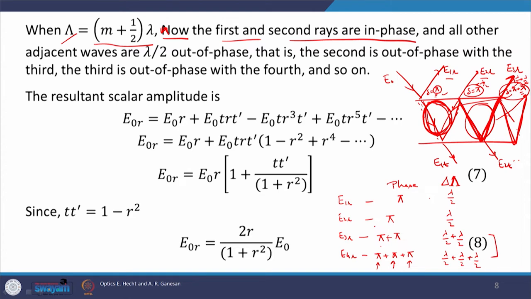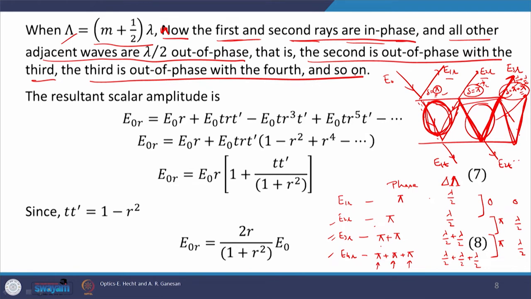Then what you see is that E3r and E4r are out of phase by pi, or the path length difference is lambda by 2. Similarly, E2r and E3r are out of phase by pi, or the path length difference is again lambda by 2, while for the first two, E1r and E2r, the phase difference is 0, and the path difference is also 0. It means E1r and E2r would be in phase while the others would not. E2r would be out of phase with E3r, E3r would be out of phase with E4r and so on. And this is what is written here. The first and second rays are in phase and all other adjacent waves are lambda by 2 out of phase. That is, the second is out of phase with the third, the third is out of phase with the fourth and so on.